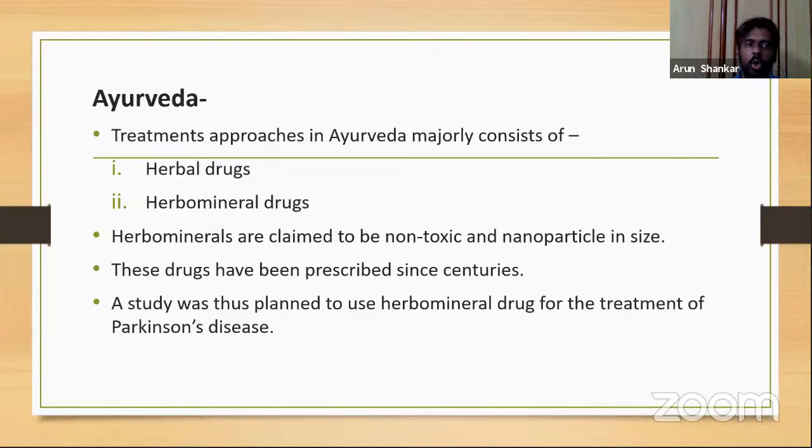Now, the herbomineral drugs are a mixture of metals and herbs, and they are claimed to be non-toxic and nanoparticle in size if you look at the Ayurvedic literature or the references. So these drugs have been used for centuries, but there are very few scientific data claiming their non-toxic nature. So we decided to use a drug called abhrak bhasma, which is made up of mica, and it is treated with herbs to form a herbomineral called abhrak bhasma.